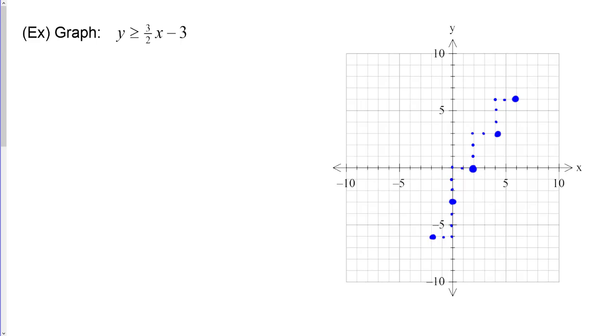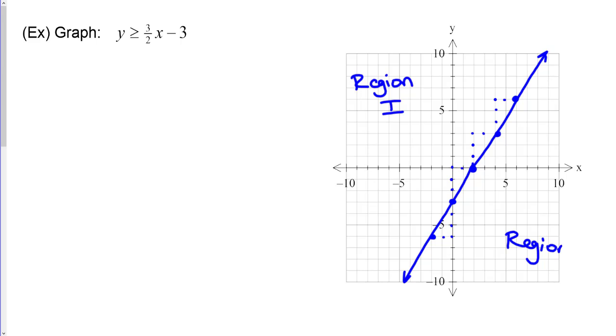That'll work as well. But once I have enough points that I'm comfortable I could draw an accurate graph, I'll go ahead and sketch that in. And again, I'm using a solid line because it's y is greater than or equal to. So what's happening here is the plane is parted into two regions. So I'll call this region 1, which is everything basically above my line, or region 2, which is basically everything below my line.